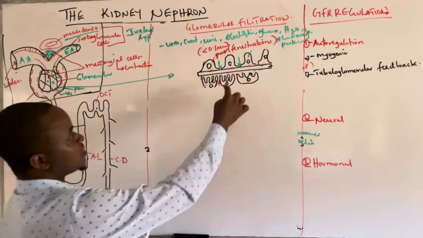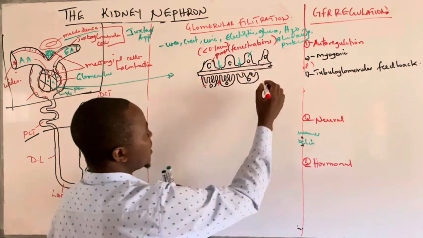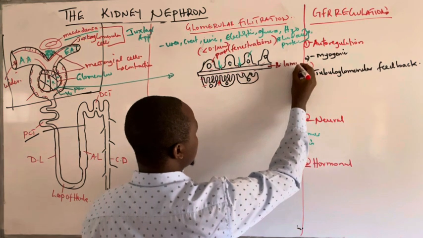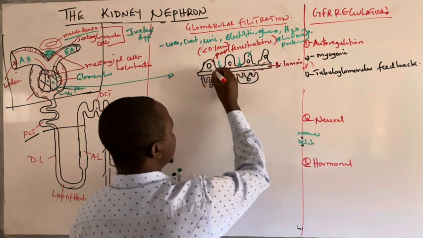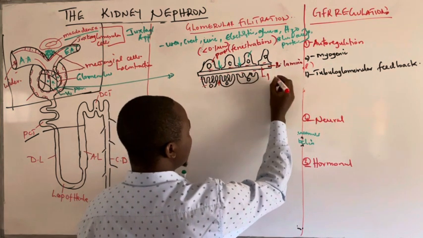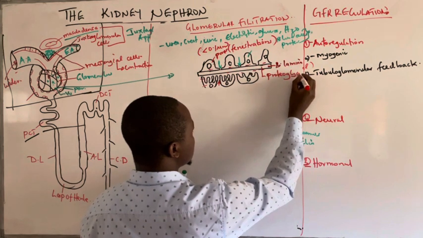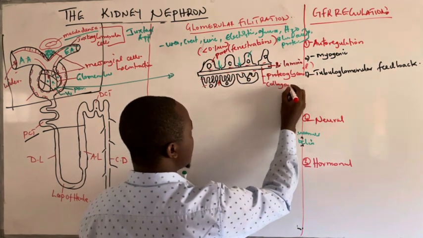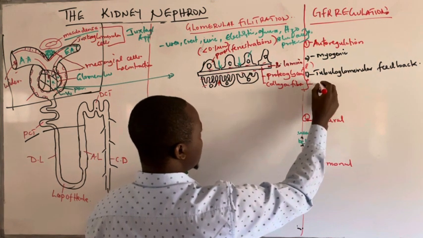And as the blood which is being filtered continues, it has a second membrane known as the basal lamina. This basal lamina is negatively charged. It is composed of proteoglycans together with collagen fiber, and they are the ones that make it negatively charged.